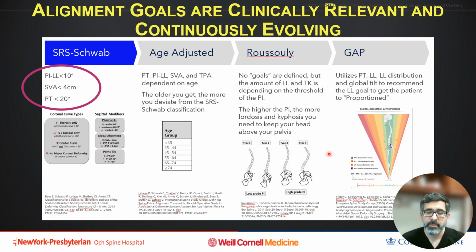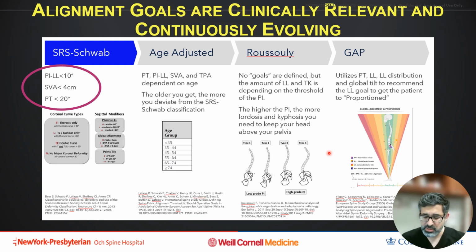We have the GAP score, which looks at different alignment parameters such as the lordosis in relation to the pelvic incidence, the distribution of the lordosis, whether it's more at the distal part of the lumbar spine or the upper part of the lumbar spine, as well as global alignment. And so that has been also shown to correlate with mechanical complications.